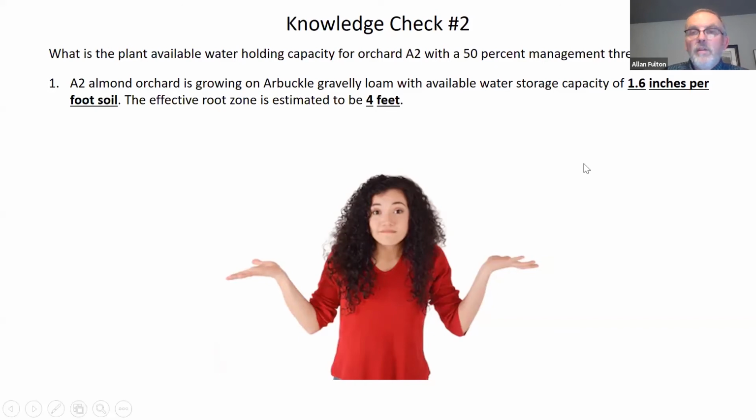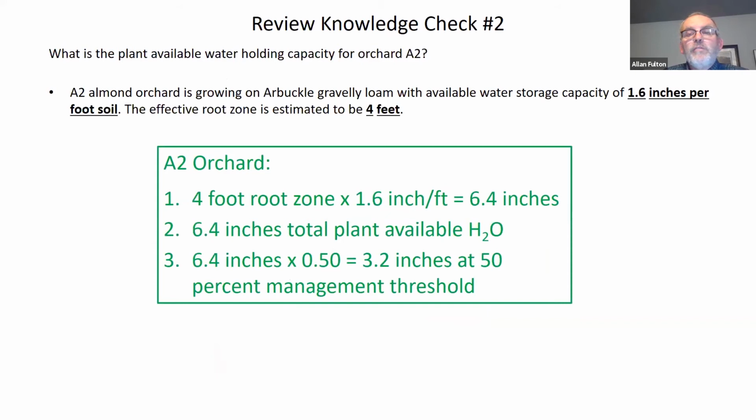Let's see here. So here's the math for the question. 4-foot root zone, 1.6 inches per foot, so 6.4 inches of total plant available water. Making the provision for a 50% management threshold, that works out to be 3.2 inches of water in storage that we have to manage and work with in terms of water holding capacity. So the 61% were correct in this situation.